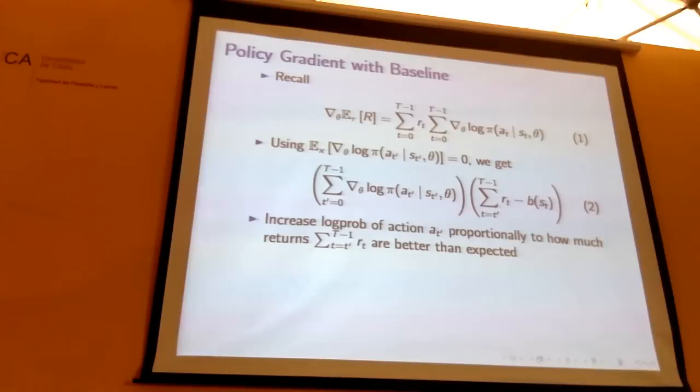So I'm just rewriting the stuff that was wrong on the slide. This expectation equals zero, and using that fact, you can prove that when we subtract out this baseline function, it doesn't affect the expectation. Okay, hopefully that made some sense.